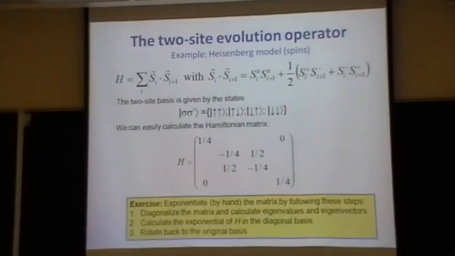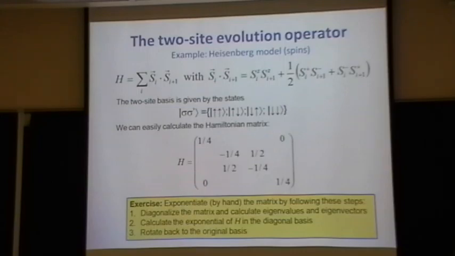So now, just for fun, let's look at the 2-site evolution operator that I was mentioning before. Let's consider, for instance, that we have a Heisenberg model, which we all know very well. This is the Hamiltonian, and it involves only nearest neighbors. So the basis for 2 spins, as I said before, we can choose these bases, for instance, up up, up down, down up, down down. And now we can easily calculate the Hamiltonian matrix, which is a 4 by 4 matrix. And we have some terms that only give you diagonal contributions to the matrix, and some terms that give you the off-diagonal contributions. Now, how do we exponentiate, how do we calculate the evolution operator for this matrix?